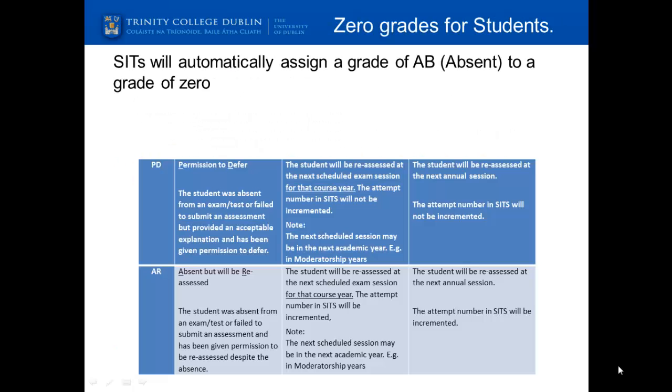SITS requires a grade or mark for every student, even those who do not attend an exam or do not complete an assessment. Therefore, a number of grades have been set up in the component mark schemes to deal with these special student cases. SITS will automatically assign a grade of A, B or absent to a grade of 0. It's very unusual that a student remains on this grade. The vast majority of absences are explained. Another grade is awarded to the component and to the module.